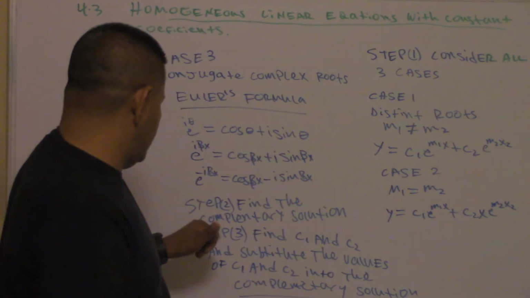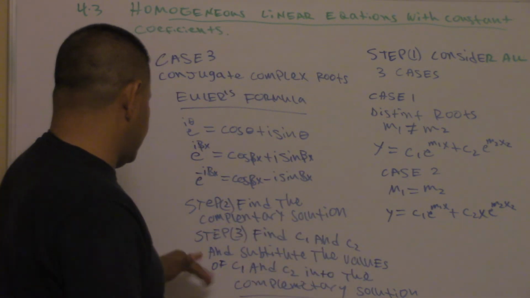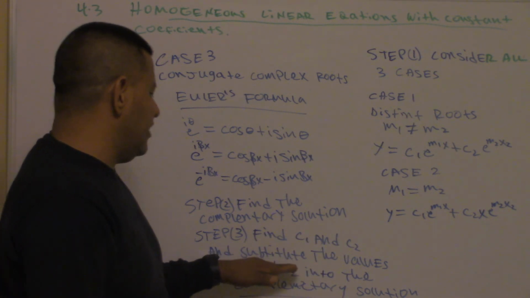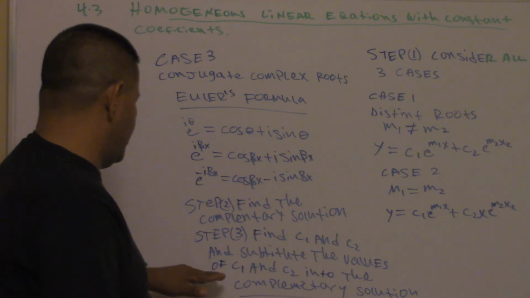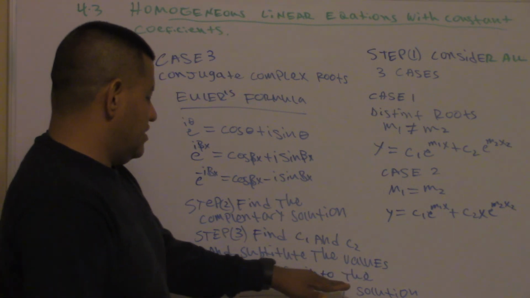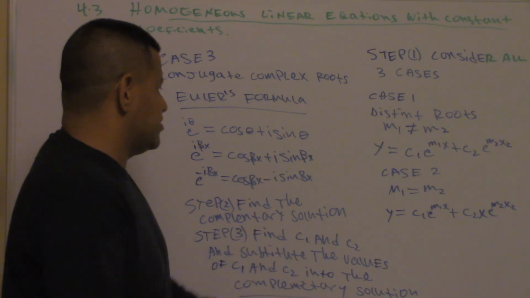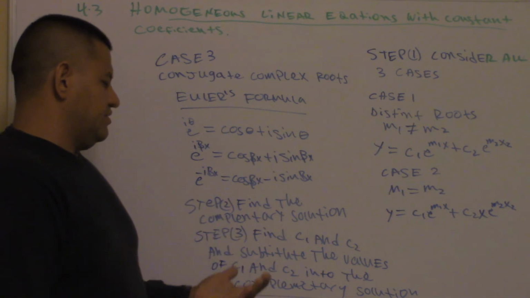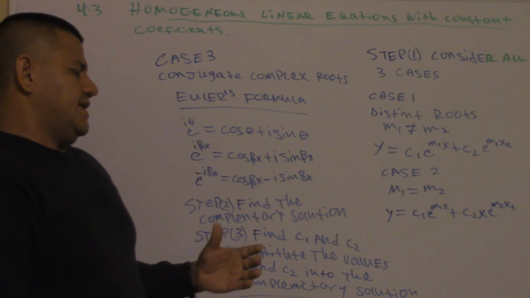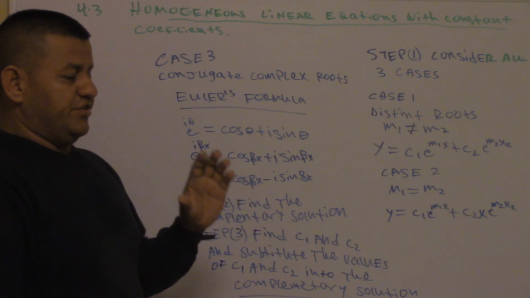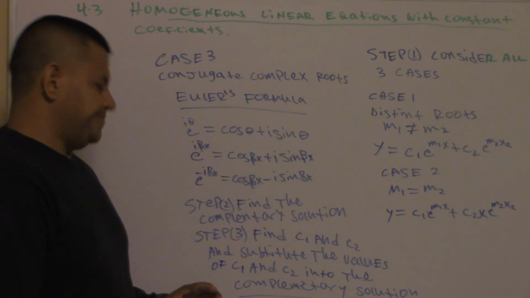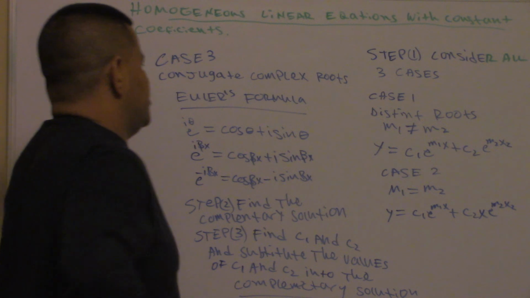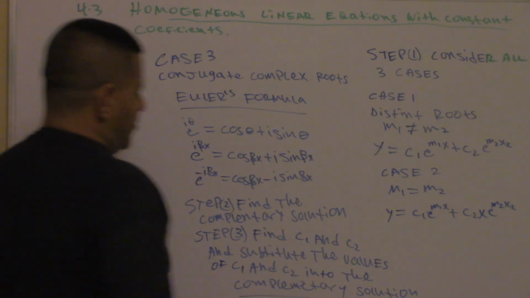In step 2, we find the complementary solution. In step 3, we find C1 and C2 and substitute the values of C1 and C2 into the complementary solution, and that will be our final answer. The complementary solution is very important because it is part of the process to get the final answer. Okay, so I am going to erase this, and I am going to do one problem.